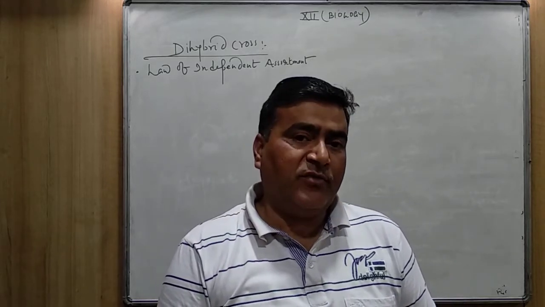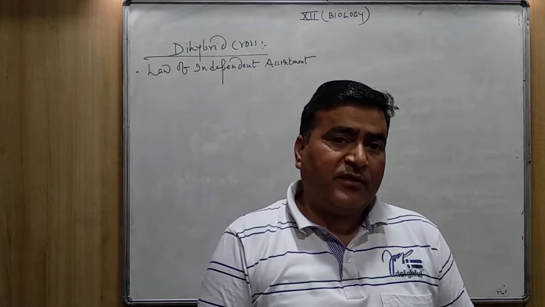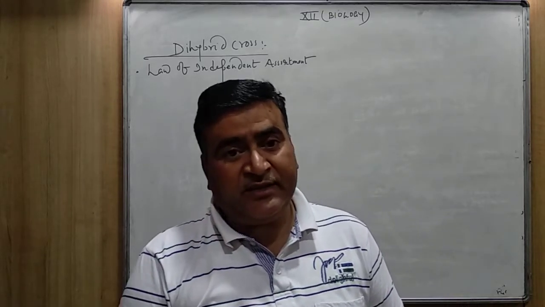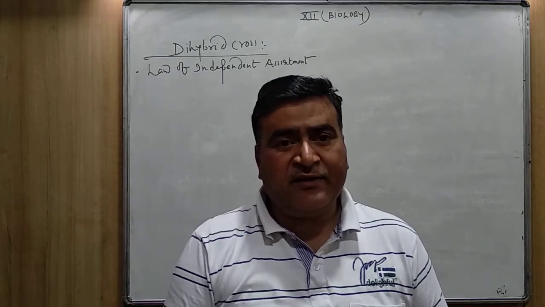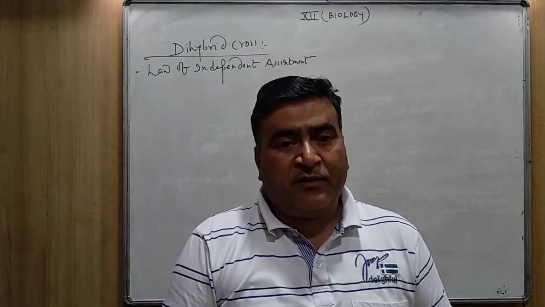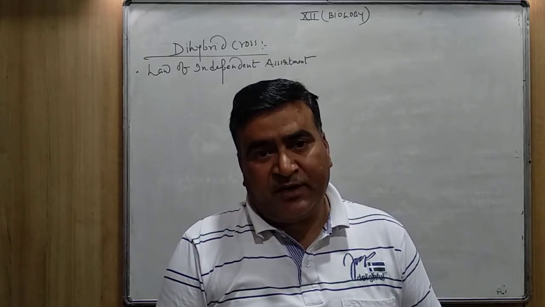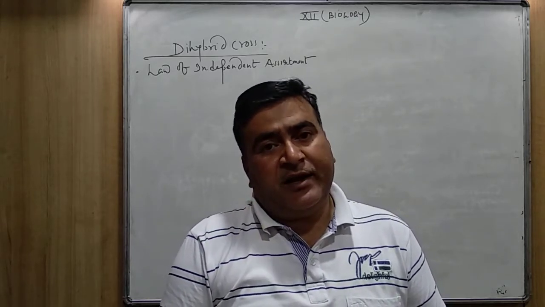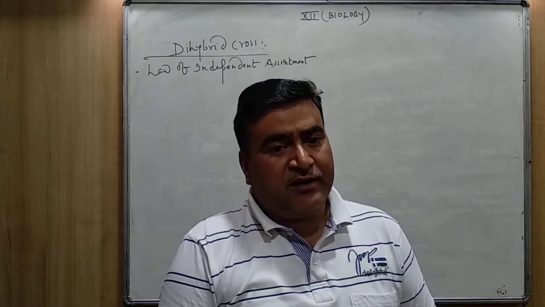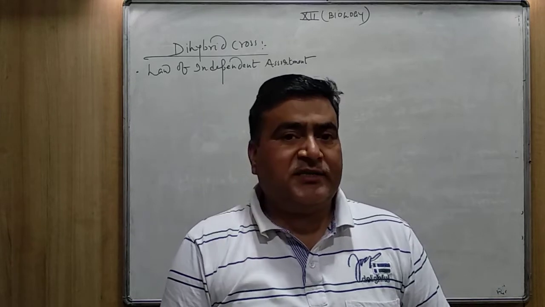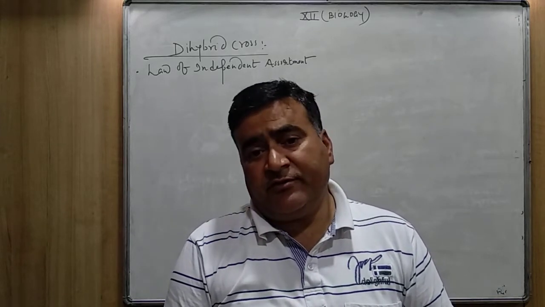As I told you, in the monohybrid cross, you studied the pattern of inheritance of a single trait, a single character. I gave an example also, like the height of the plant. And regarding the height of the plant, you studied what kind of plants appear in the F1 and F2 generation.